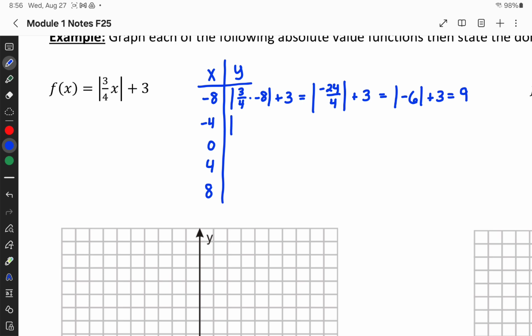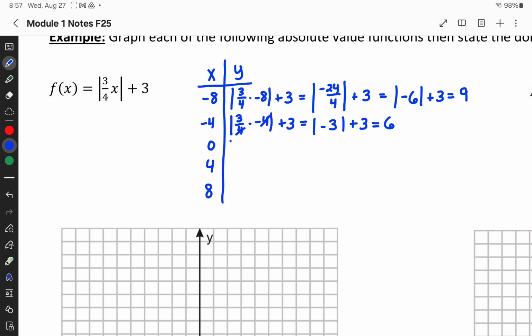Next, we'll go ahead and plug -4 in for x. So we'll take 3/4 multiplied by -4 and then plus 3. For this one, we can do a little bit of simplifying before we actually multiply, because if I'm multiplying and dividing by 4, those are just going to cancel each other out. I'm still going to have the negative sign, so negative multiplied by 3 would be a -3. So I've got the absolute value of -3 plus 3. The absolute value of -3 is 3, and 3 plus 3 would be 6.